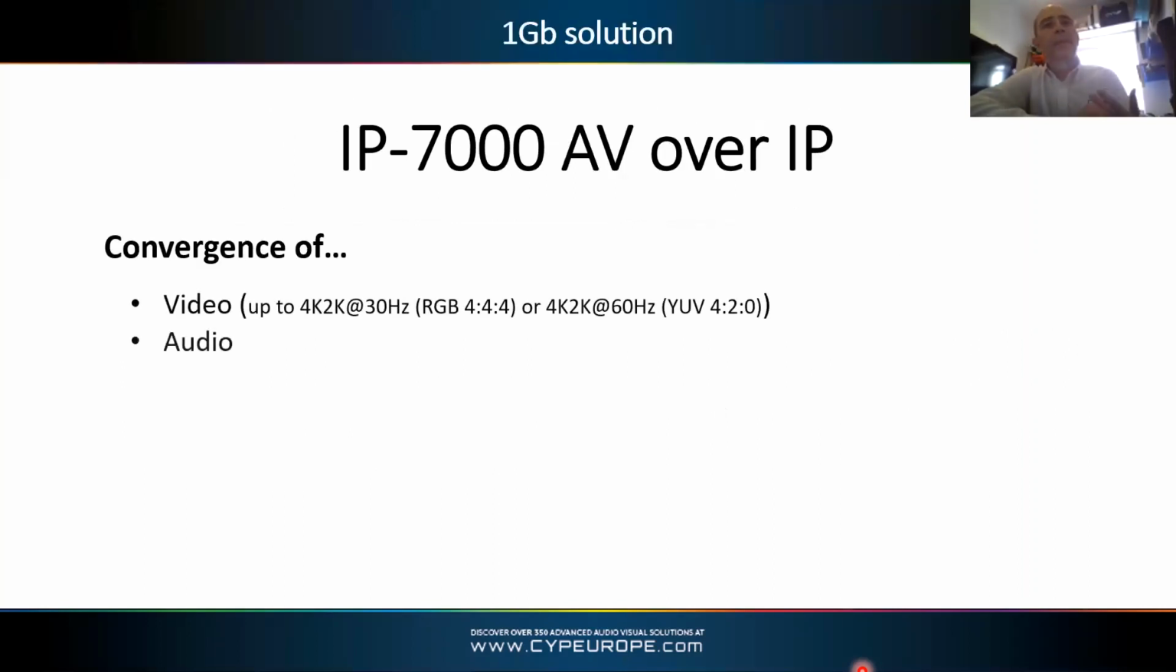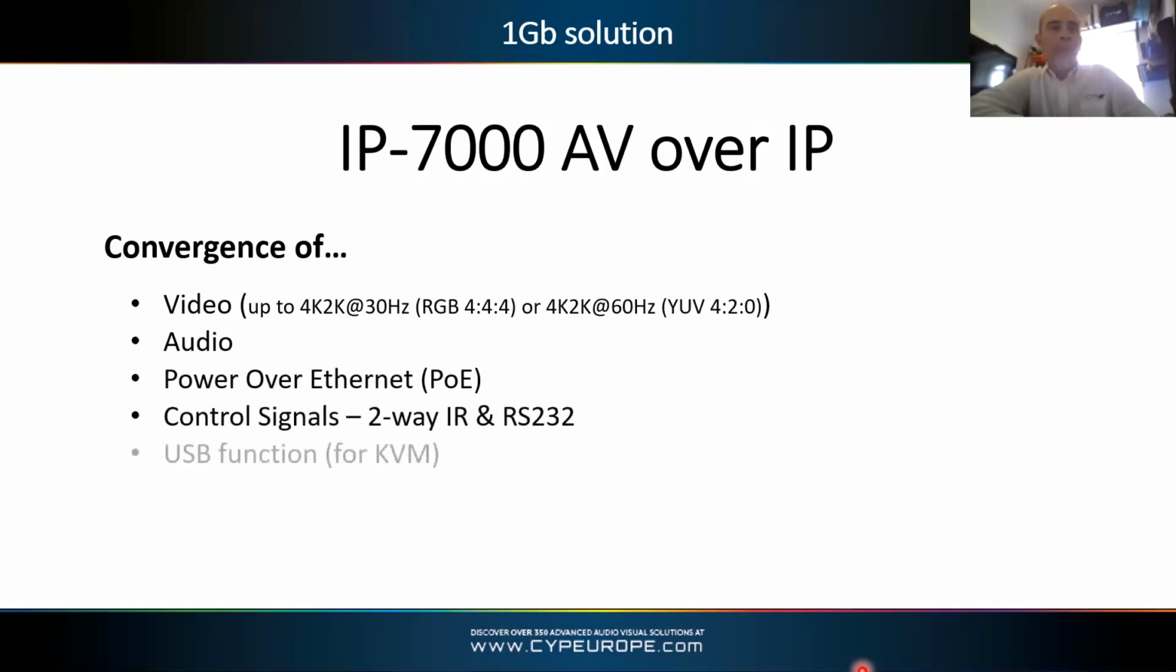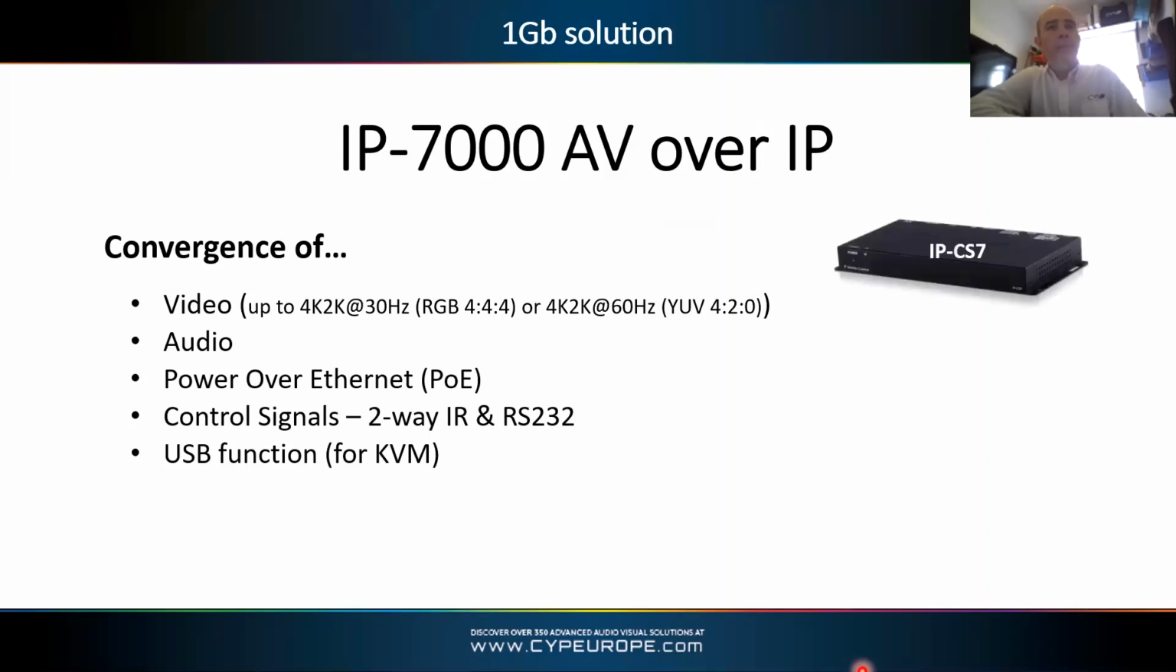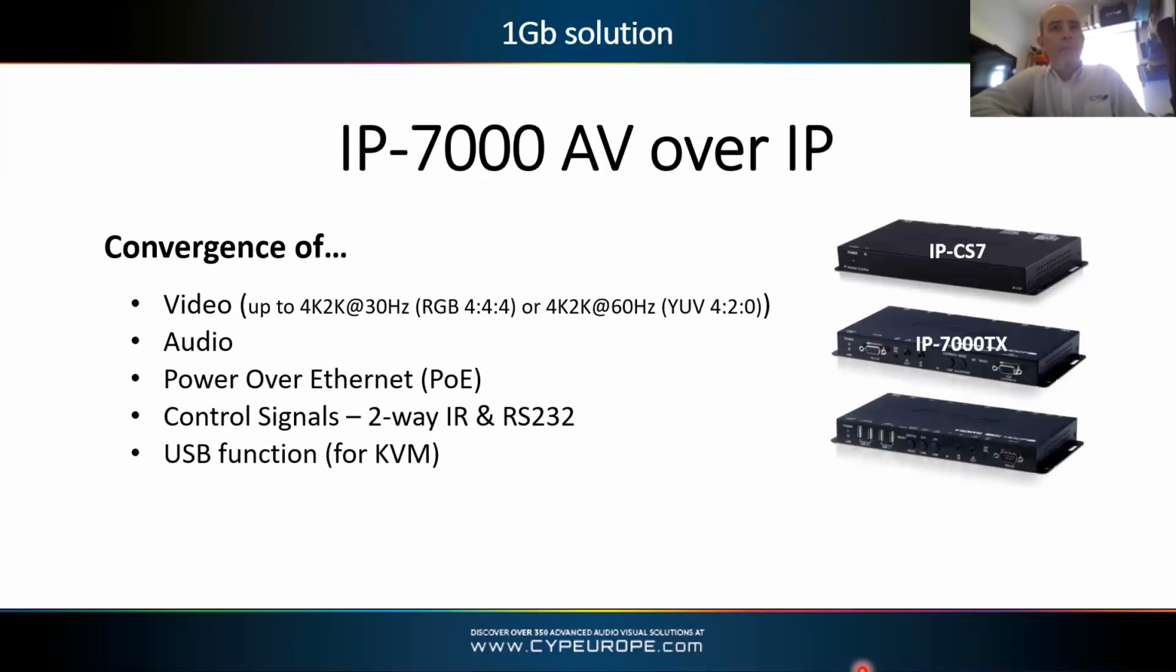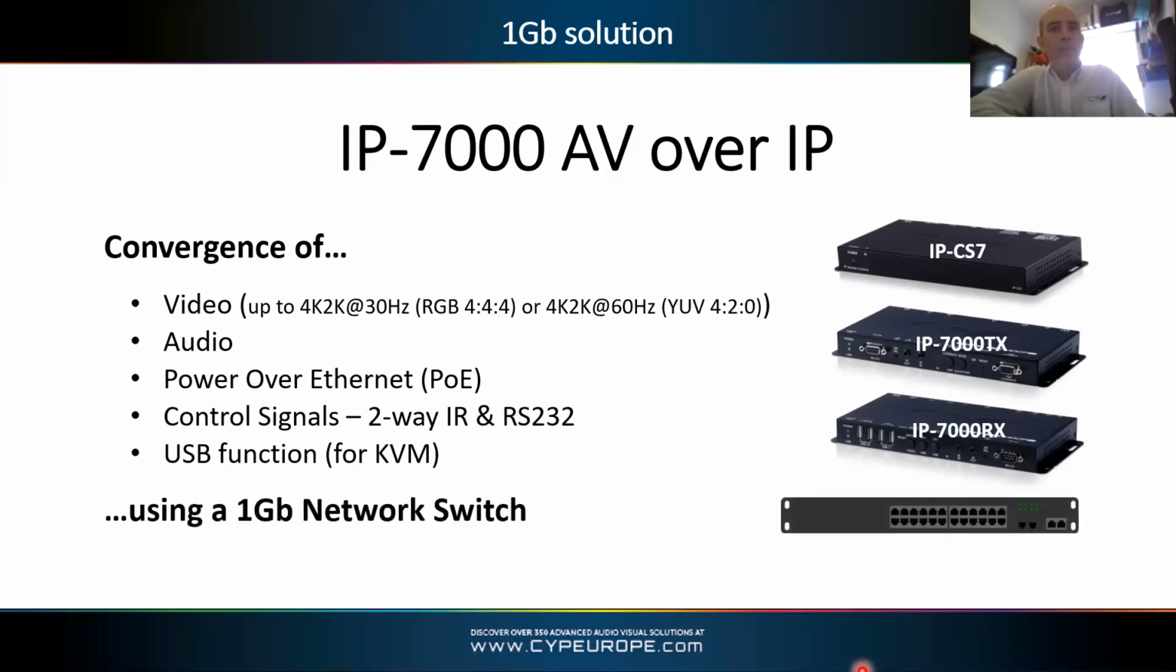But let's start then by looking at our 1 gig AV over IP system. One of the most popular topics at the moment because of its flexibility and versatility. This covers video, audio, power over Ethernet, control signals, and USB functionality all over CAT cable. It would be based around our IP-CS7 controller, our IP-7000 transmitter, the IP-7000TX, and our IP-7000RX, which is the receiver. All of that would be based around a 1 gig network switch.